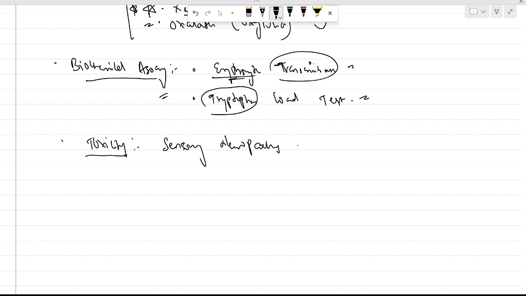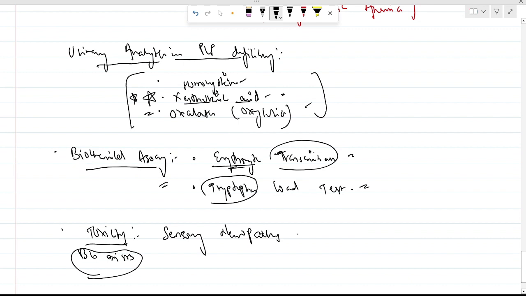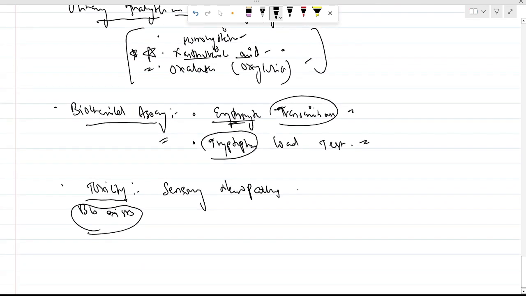Its toxicity is manifested in the form of sensory neuropathy. The toxicity of B6 exists. We've seen before how the toxicity of B1 and B2 doesn't exist, but B3 toxicity exists. Similarly, this B6 toxicity exists, which manifests in the form of sensory neuropathy.